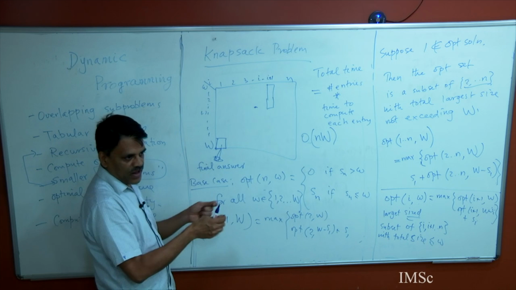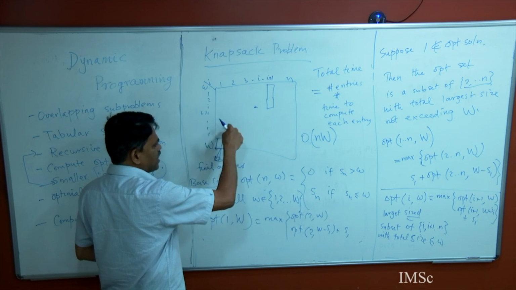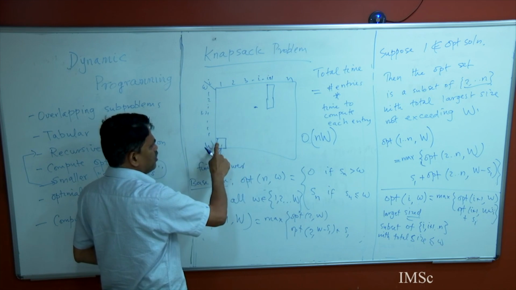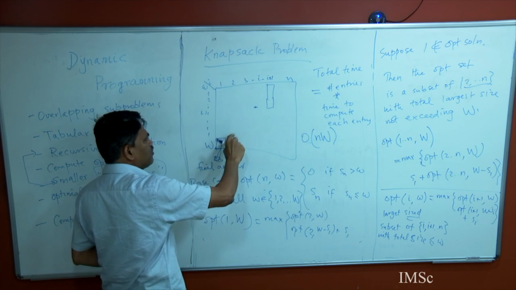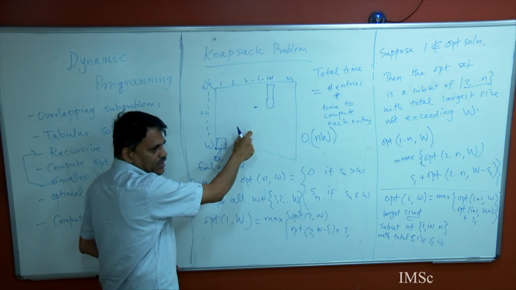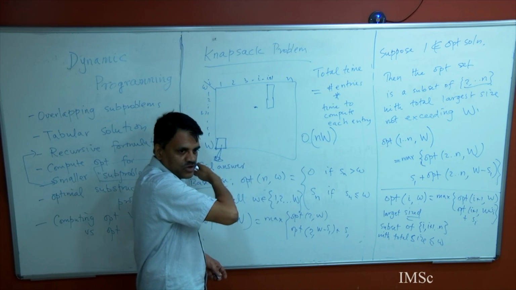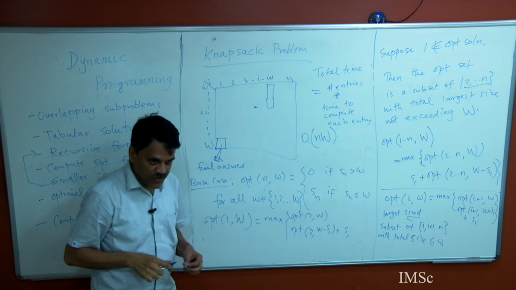So I can output, I'll determine this. And then I go to the next entry, opt 2W or whatever, and that will tell me whether S2 is there or not.